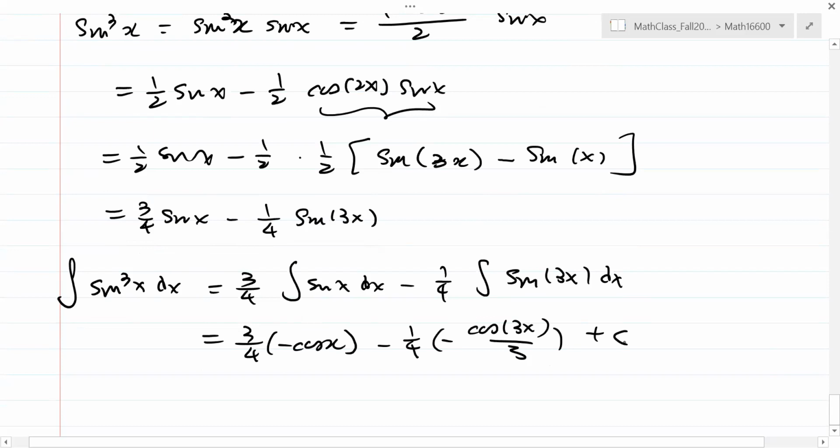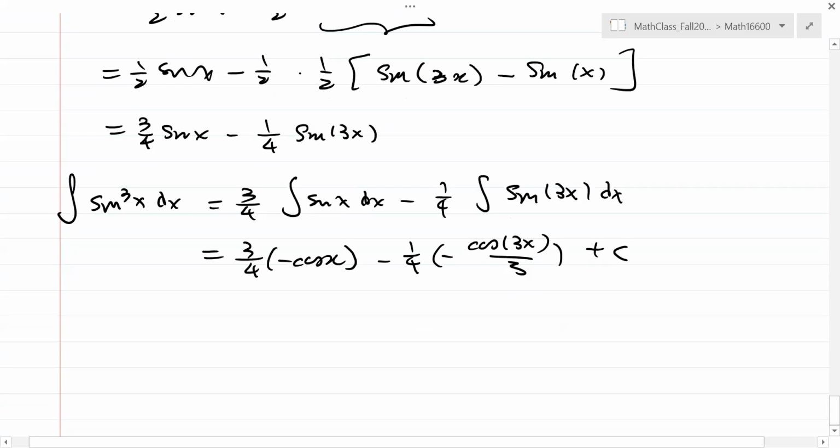So there are many different forms there for the integral of sine cubed x. This is the third form, okay? Yeah, remember we have, so the answer works. Okay, it's going to be negative 3/4 cosine x plus 1/12 cosine 3x and plus constant.